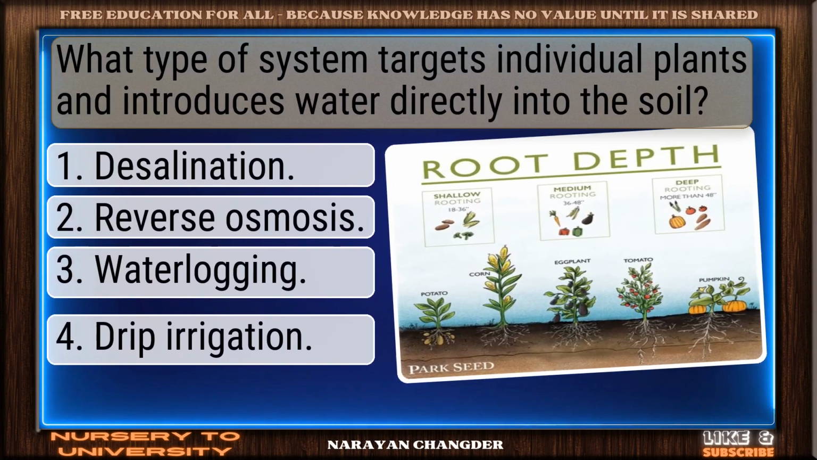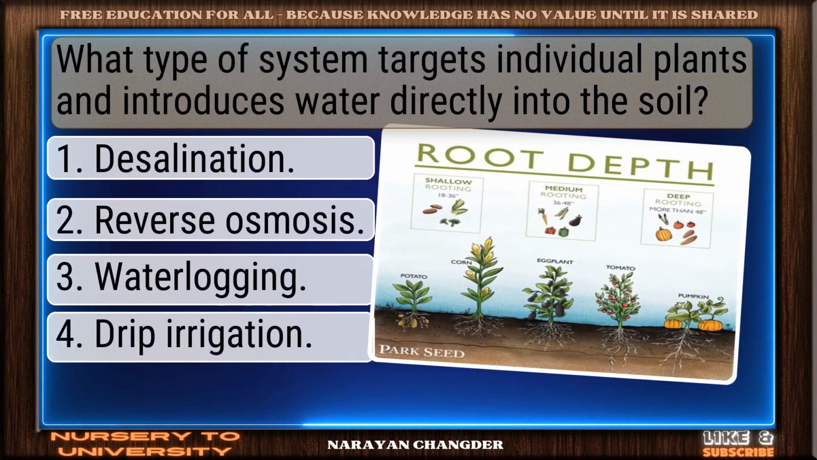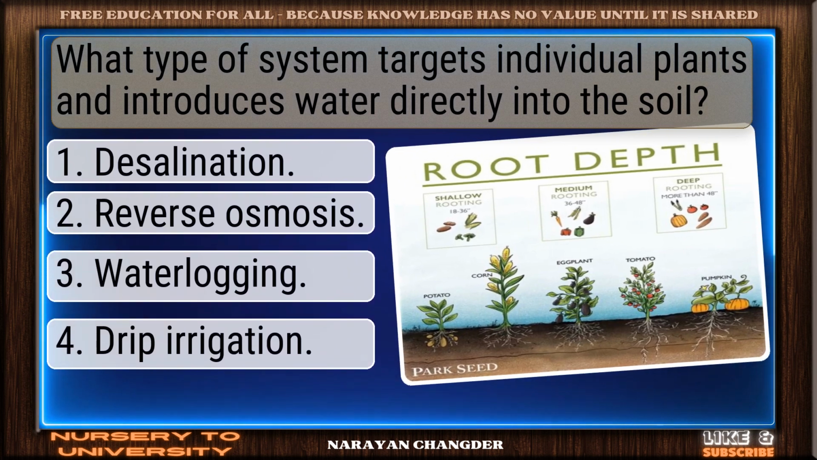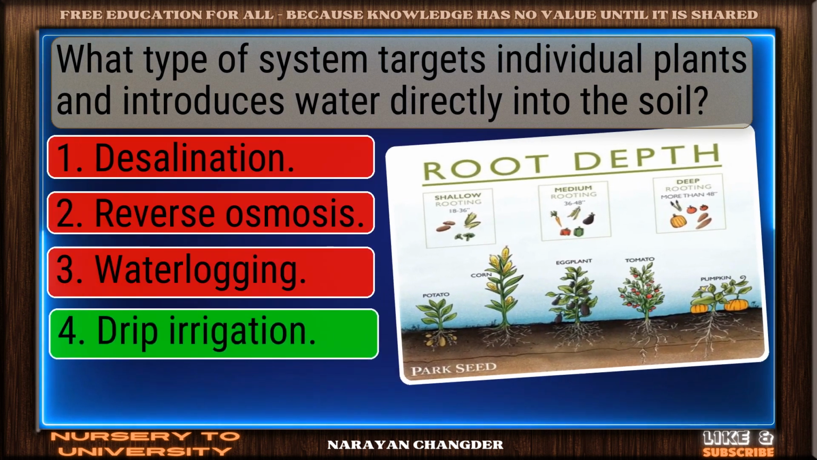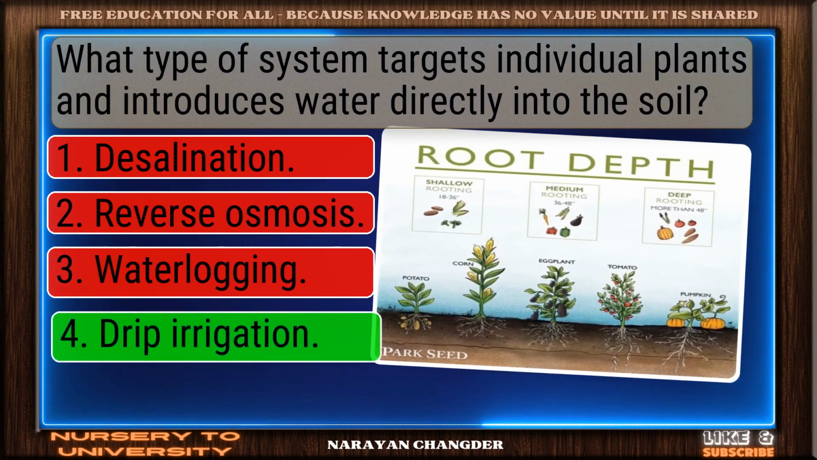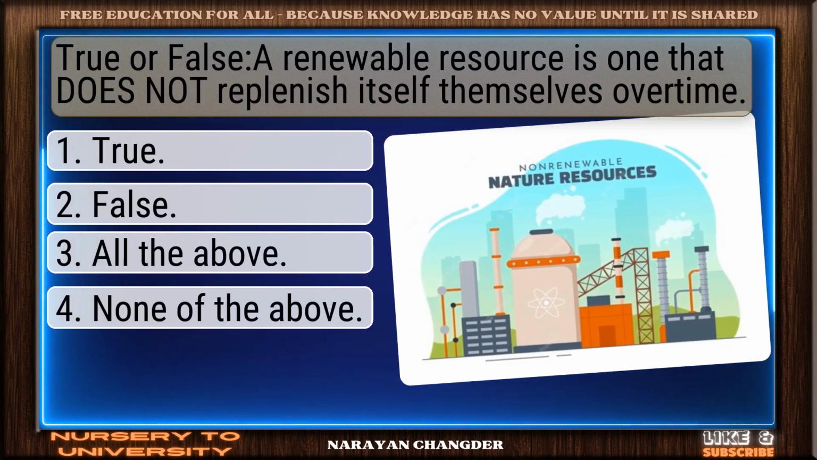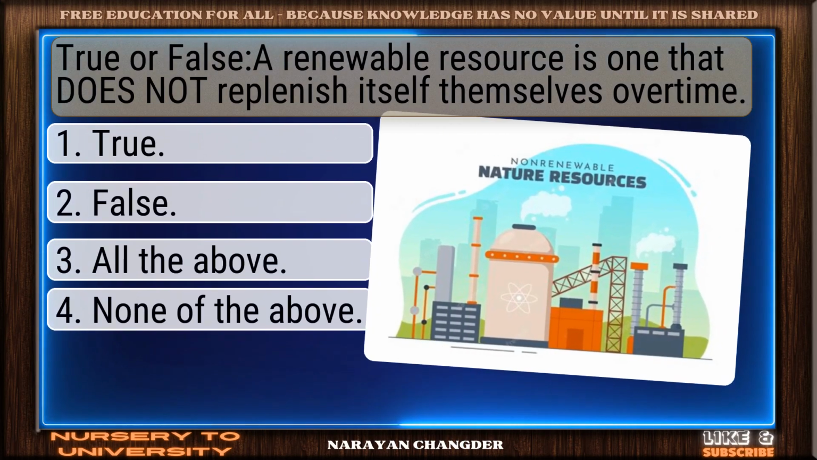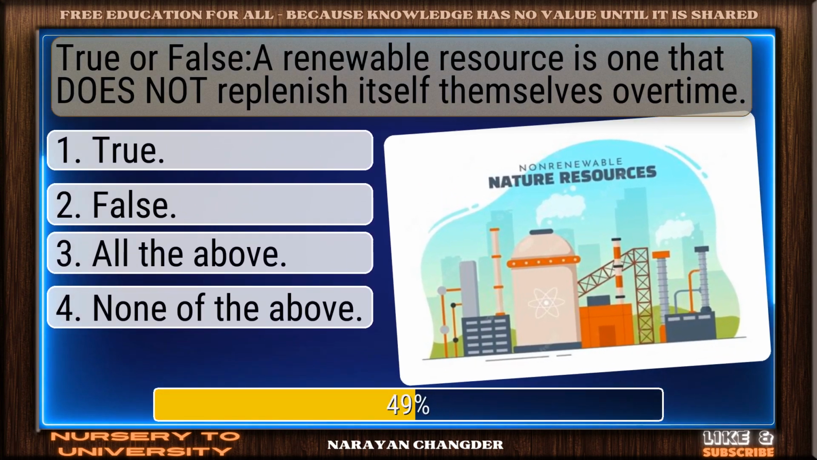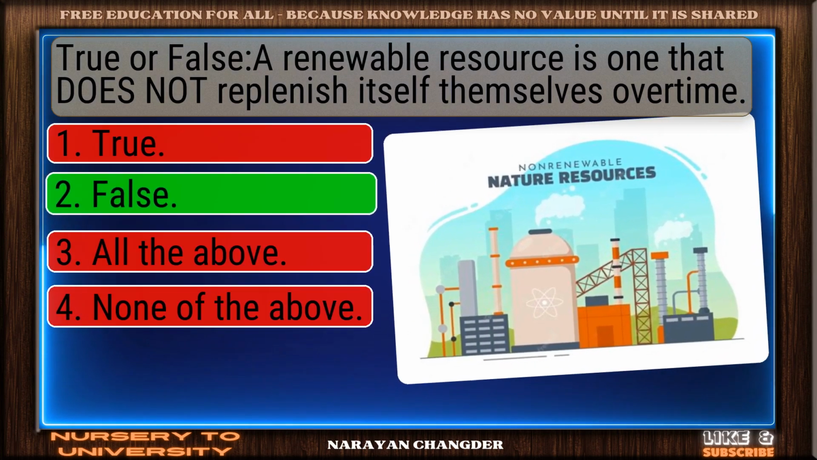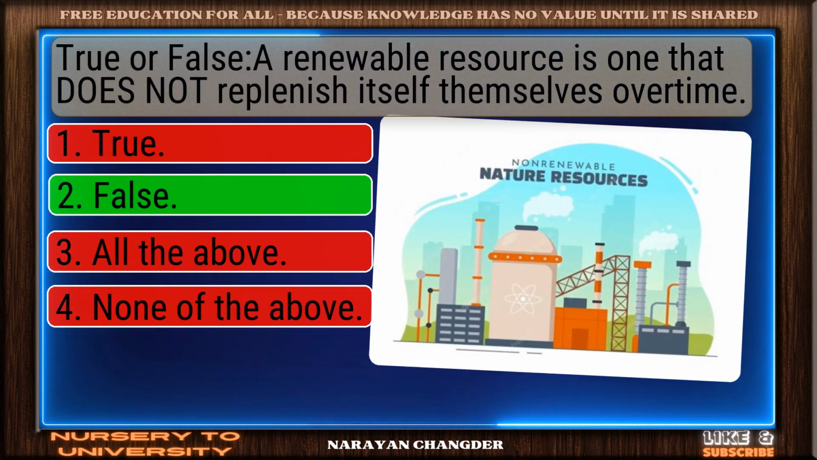What type of system targets individual plants and introduces water directly into the soil? Nice work. Drip irrigation fits perfectly. True or false? A renewable resource is one that does not replenish itself over time. Good thinking. False is right.